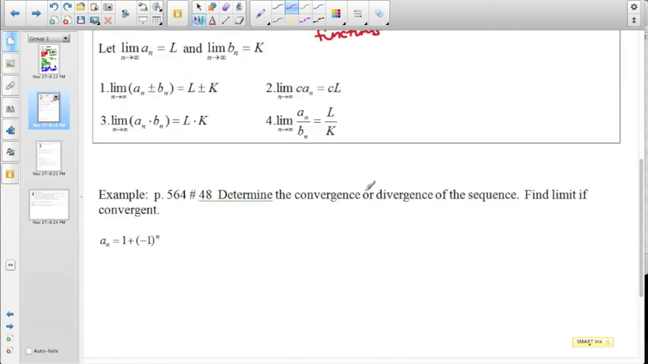If we take a look at this example here, we have a similar sequence that we had on the previous page. It says determine the convergence or divergence of the sequence. And so when we're talking about finding limits, we have to talk about that determination of a limit.